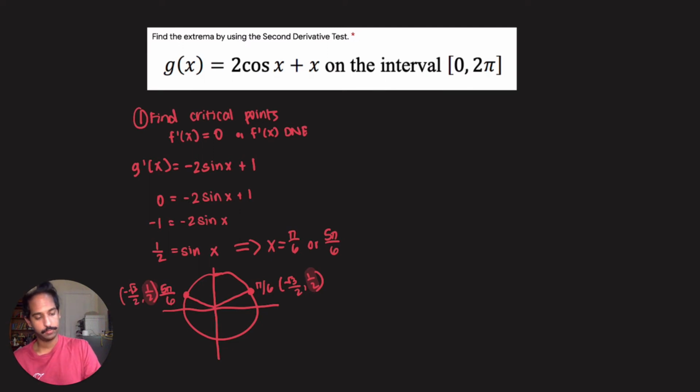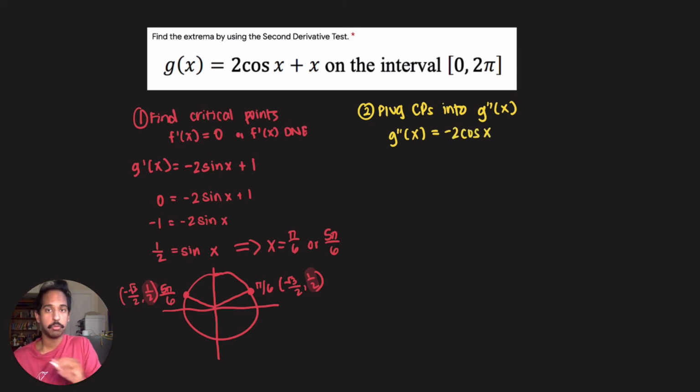I'm going to do this in yellow. Step 2: plug critical points into G double prime, but it's generally just whatever the second derivative is. So let's find that first. G double prime of x is negative 2 sine x will become negative 2 cosine x. And then 1's derivative is 0. So there it is. G double prime is negative 2 cosine x. We don't set this equal to 0. We have to plug in our critical points to figure out is it a maximum or minimum based on the concavity at that point.